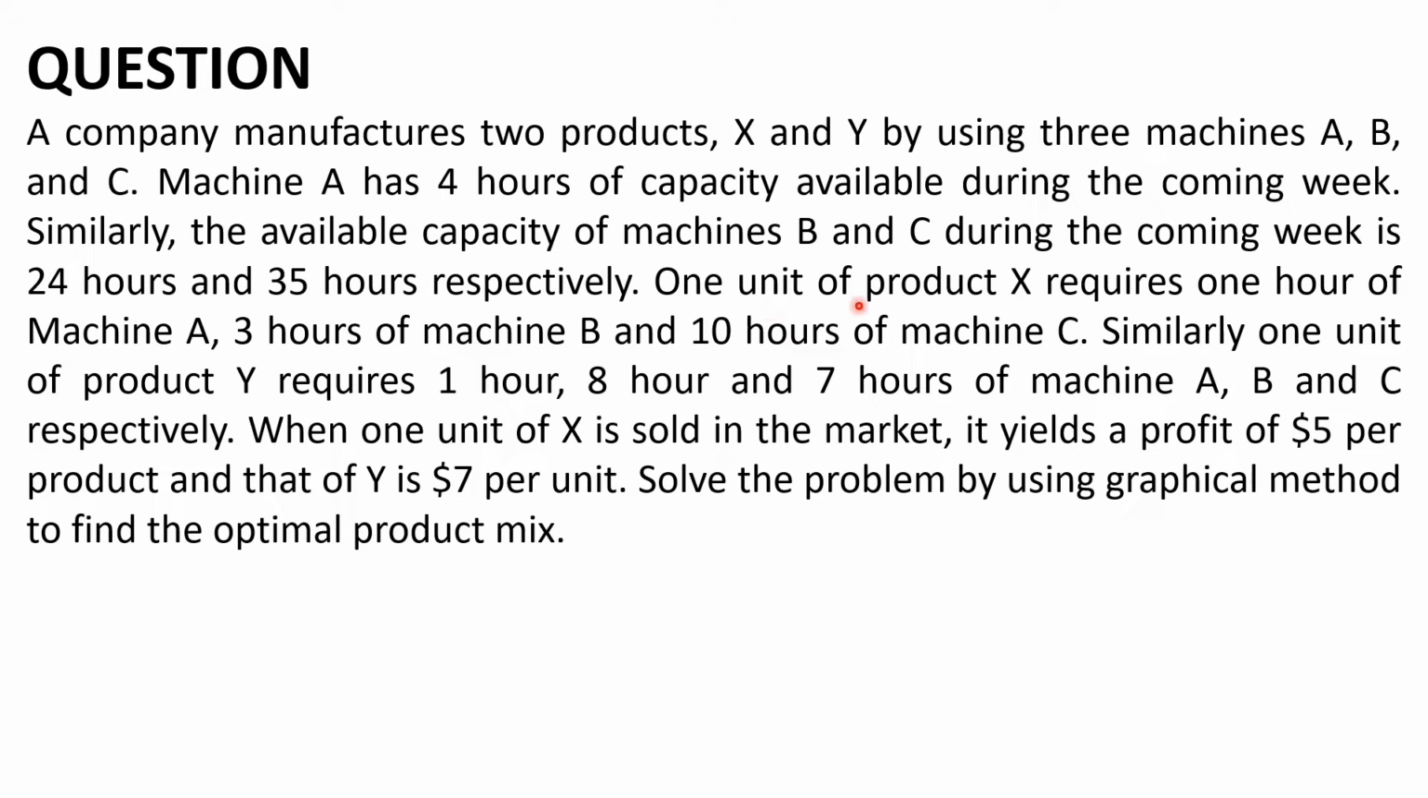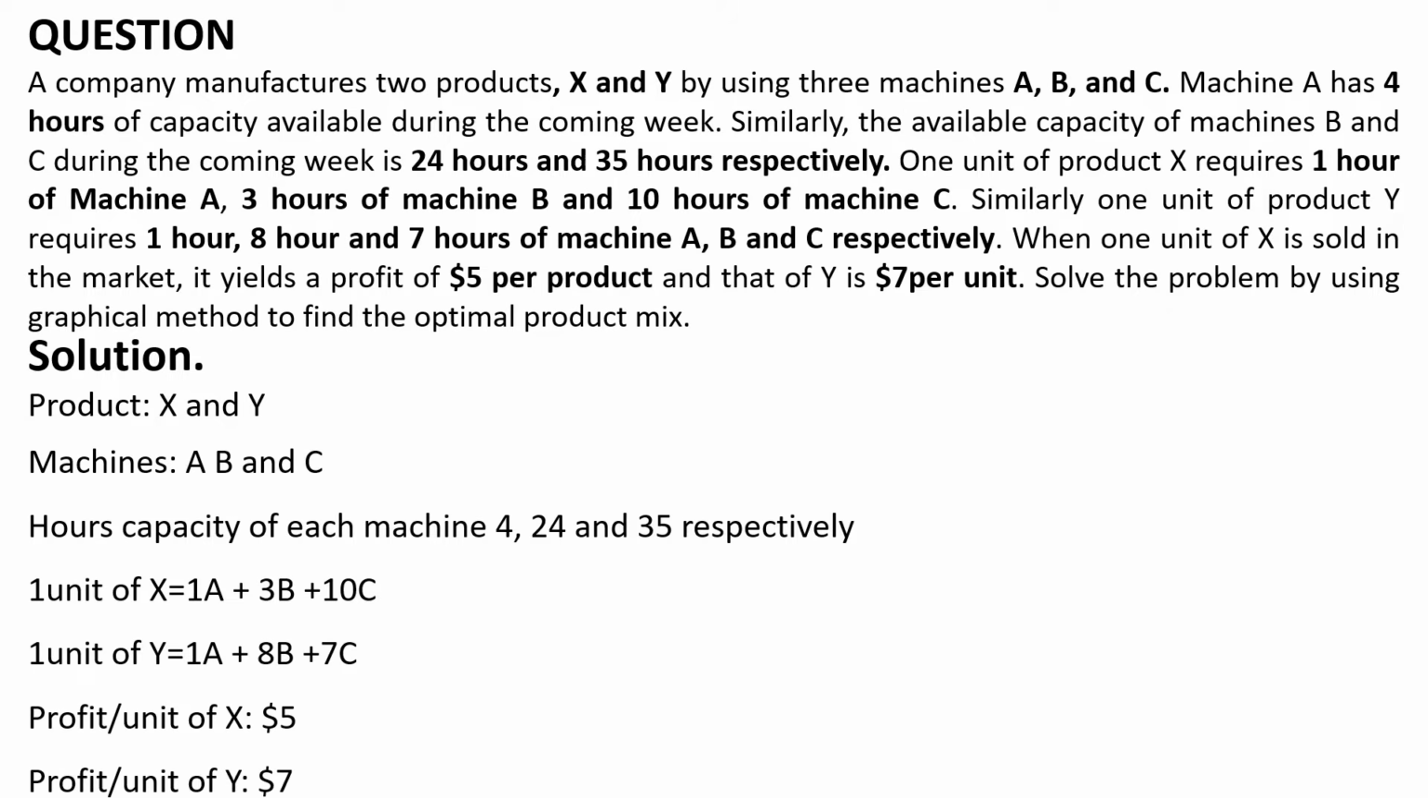1 unit of product X requires 1 hour of machine A, 3 hours of machine B, and 10 hours of machine C. Similarly, 1 unit of product Y requires 1 hour, 8 hours, and 7 hours of machine A, B, and C respectively. When 1 unit of X is sold in the market, it yields a profit of $5 per product, and that of Y is $7 per unit. Solve the problem by using graphical method to find the optimal product mix.